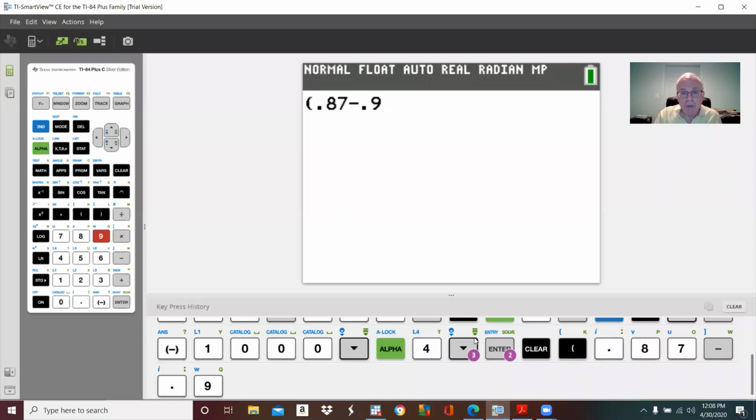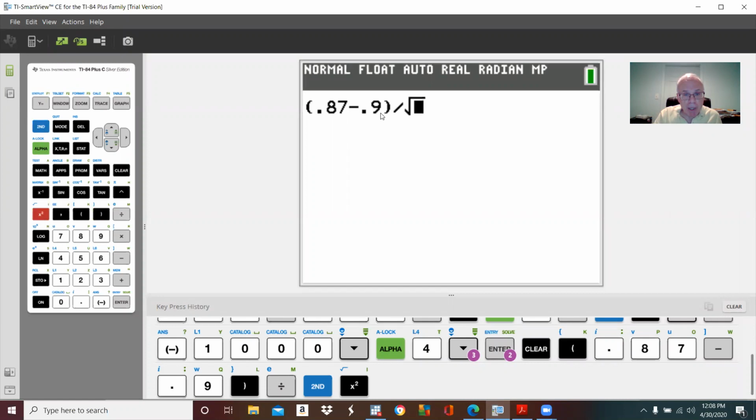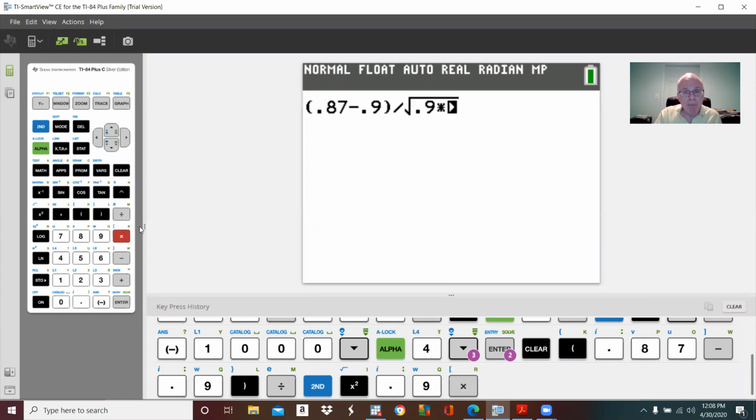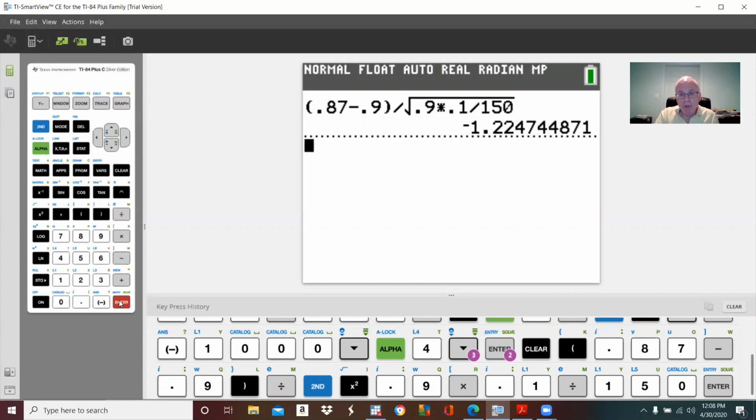So we'll close our parentheses. Denominator, let's say divide by, and it gets its square root. Once again, we're going to use the hypothesized proportion inside the square root. So it's going to be 0.9 times, and then it's 1 minus 0.9, which is 0.1, divided by the sample size, which is 150. Hit enter. Negative 1.2247 is our test statistic for Z.